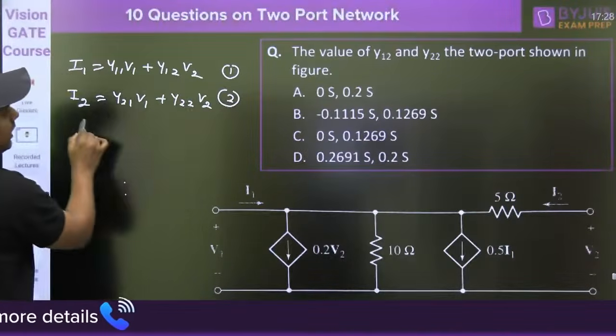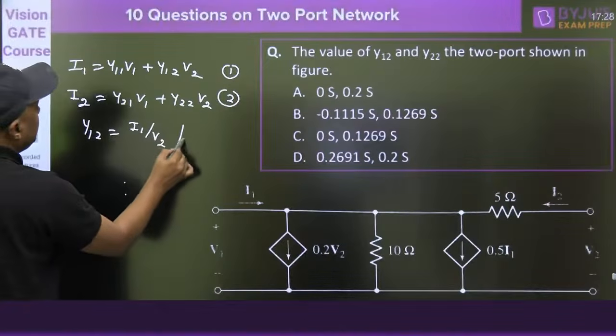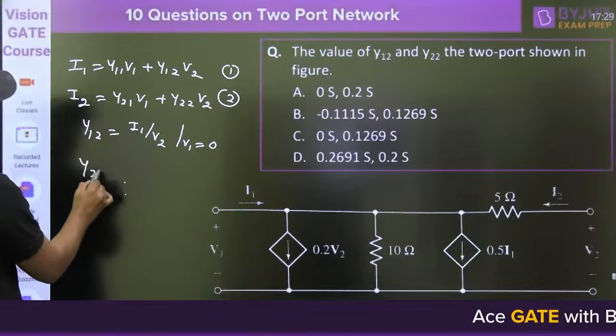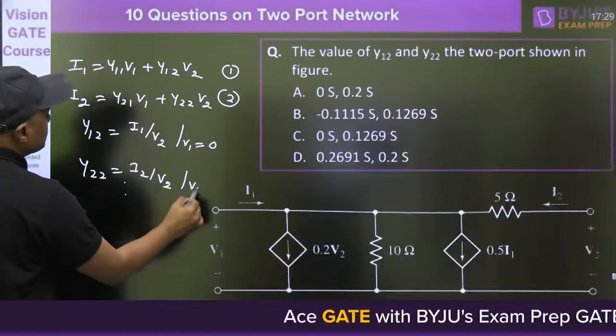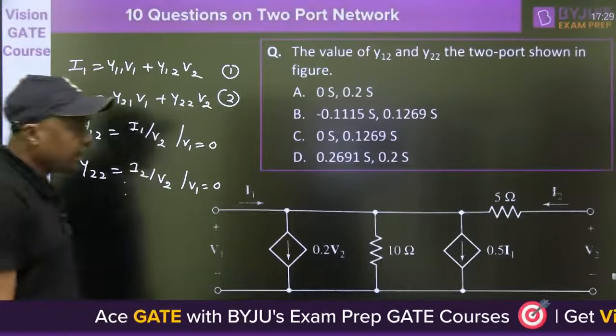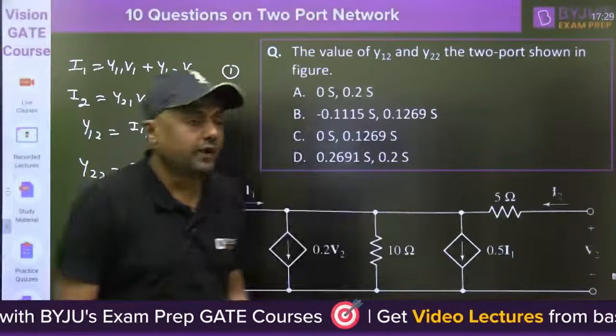What is required? Y12. Y12 means I1 upon V2 with V1 equal to 0, which means the input is short circuited. And Y22 is I2 upon V2, again with V1 equal to 0, which means again the input is short circuited. In both cases we have to make the input short circuited, and then you can find the value.